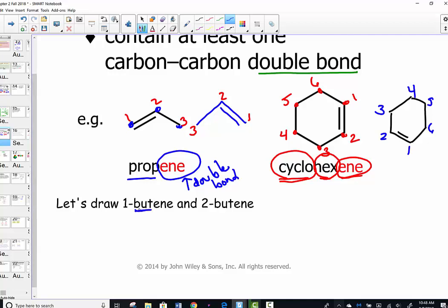If I numbered in the other direction, the rule says to pick the direction that gives that triple bond the lowest number. That's the priority there. So always check the direction you should number when you're naming these compounds. Make sure you start from the side that gives the lowest number to the origin of the multiple bond.